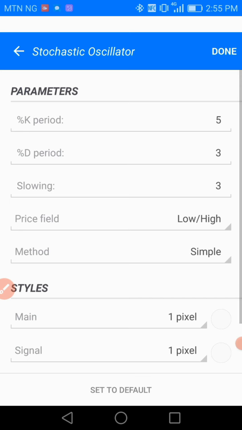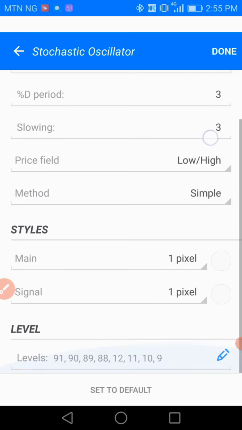This is where the magic comes in. Stochastic oscillator, okay, the K period is 5, the D period is 3, slowing is 3, price field low/high. The method is simple.